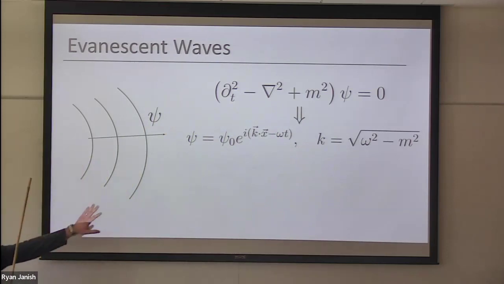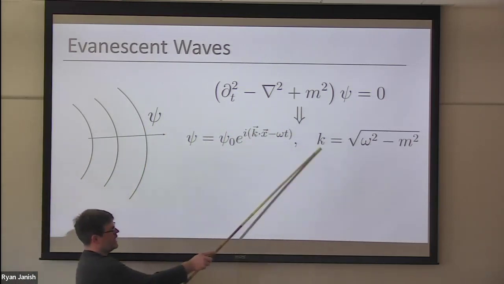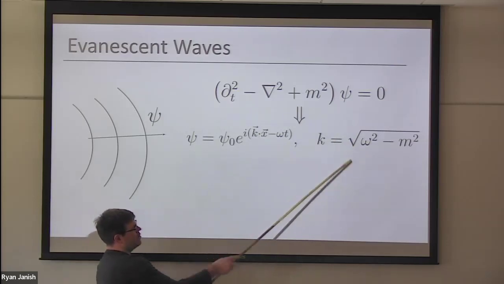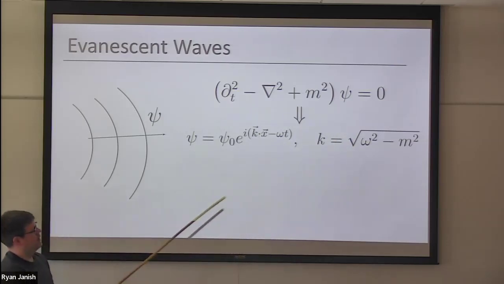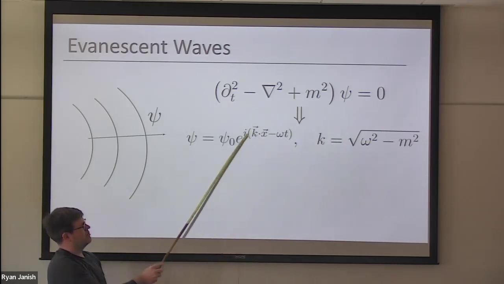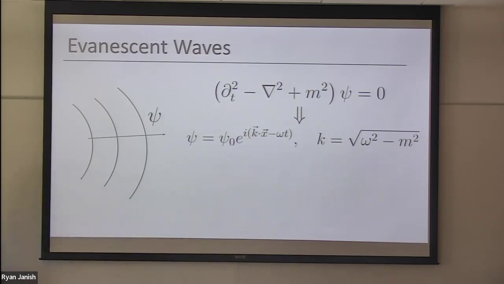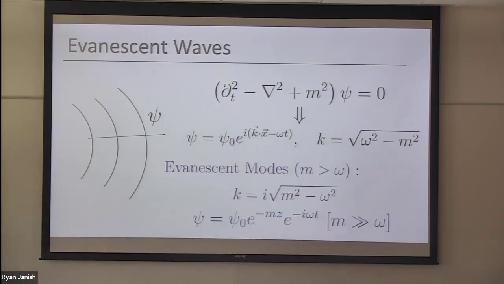But we know that this solution works even if the frequency is much less than the mass, right? This solution, this plane wave, works for any k that obeys this. And if we take omega to be much less than the mass, then k is valid, it's just imaginary. And then this becomes, instead of an oscillatory solution, an exponential solution. So these are what are called evanescent modes. We're familiar with them, they show up all over optics and acoustics. And this is the same math as quantum tunneling, right?